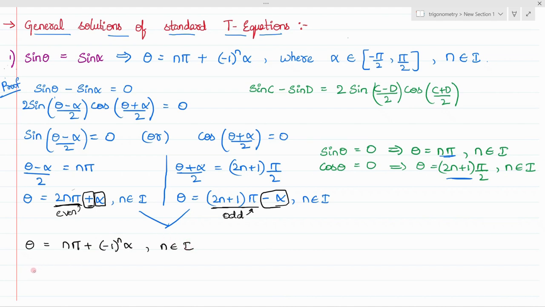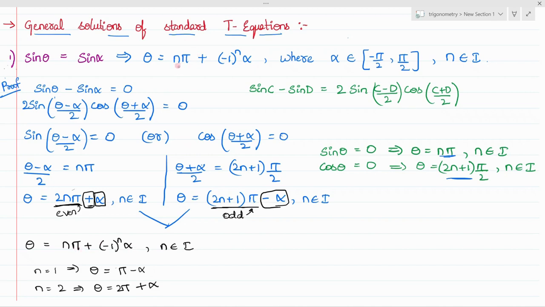You can also check. Keep n as 1. If you keep n as 1, theta will be pi and the odd power will give minus alpha. It's the same thing, right? For an odd multiple of pi, it is minus. Keep n equal to 2. It becomes 2 pi, and -1 whole square becomes plus. So for the odd multiple, it is minus. For the even multiple, it is plus. So this equation holds true.